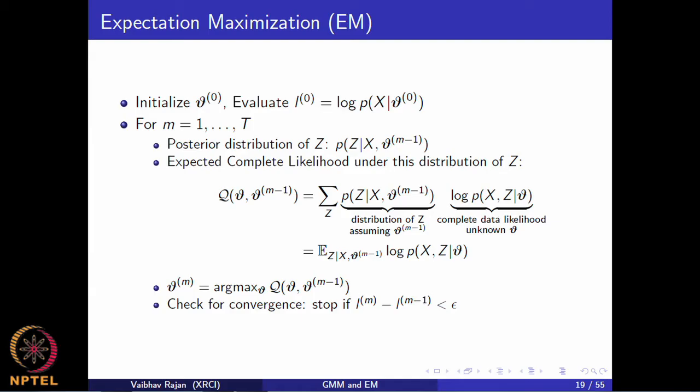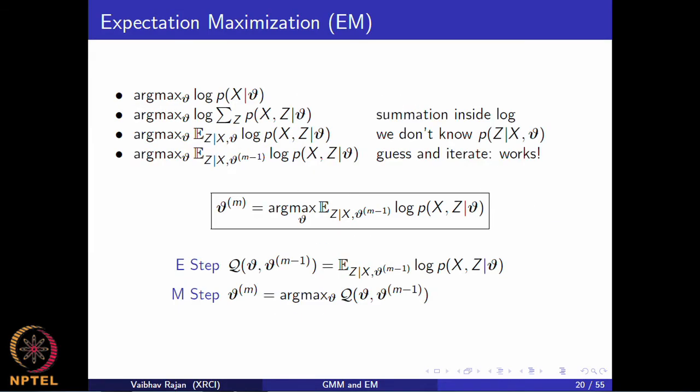What we wanted was to get the maximum likelihood estimate of theta, and we see x, but x is not complete, x has some missing data z. So we express this as a marginal distribution of the complete data, and we get into the same problem of the summation being inside the logarithm.